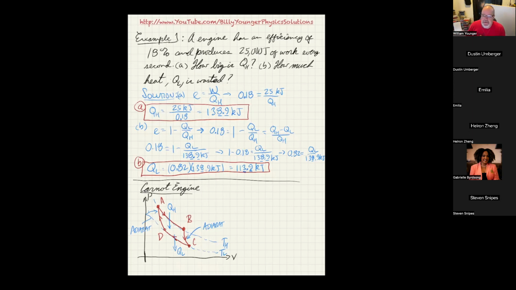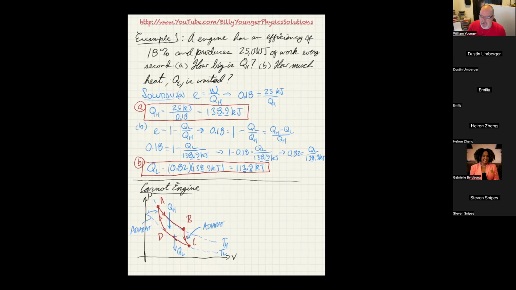Your book does take the time to mention that real heat engines usually come somewhere between 60 and 80% of the efficiency of a Carnot engine. So the Carnot engine's not going to be 100%. It's not going to be 75% in general cases. In fact, it's likely to be 30, 40, 50%. But then the actual engine might be 60 to 80% of that. So you can see the efficiencies of engines are quite small.